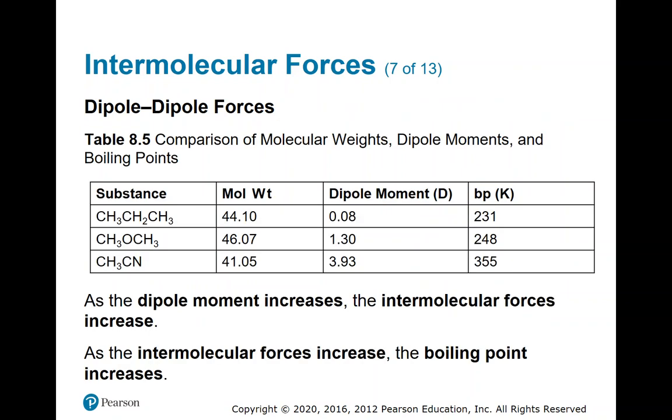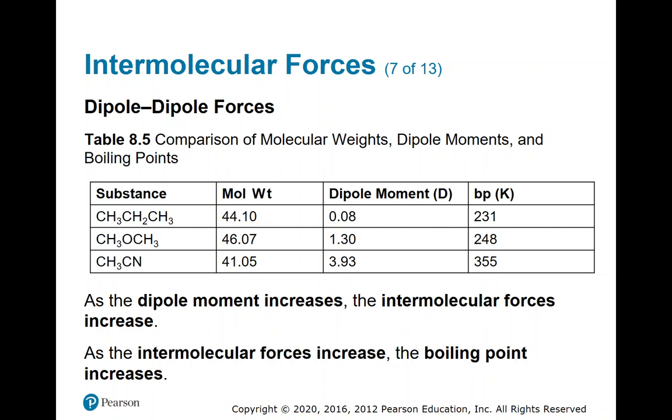If we look at three molecules here that all have about the same molecular weight and similar sizes, the first one in this chart is propane. The next one below that, CH3OCH3, is dimethyl ether, and this third entry, CH3CN, is acetonitrile. So with propane, it basically has no dipole moment. It's just very slight. Dimethyl ether has a significantly higher dipole moment than that, and acetonitrile has a much larger dipole moment than either of the previous two.